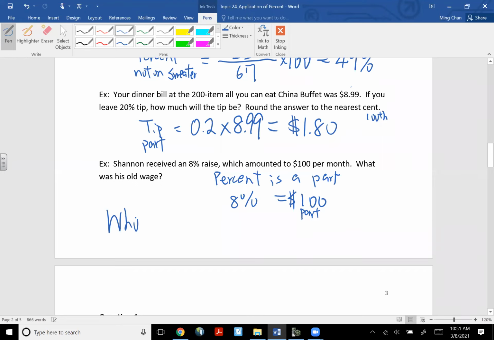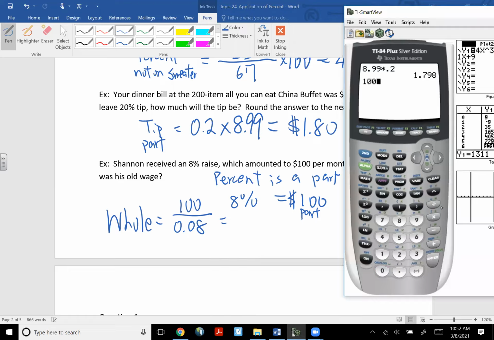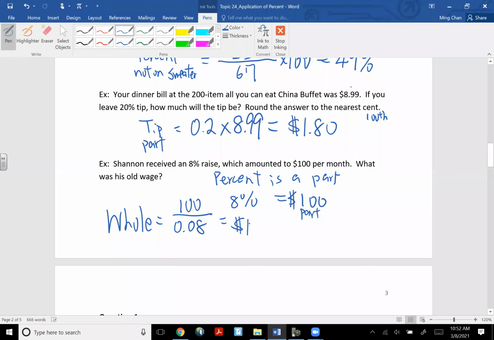So in this question, we're looking for the whole. Whole is always going to be part over percent. 8%, 0.08. So how much was she making before? Okay, in this problem, the $100 is not the whole, it's actually the part, because the $100 raise is part of the old wage. Divided by 0.08, $1,250 was her old wage.